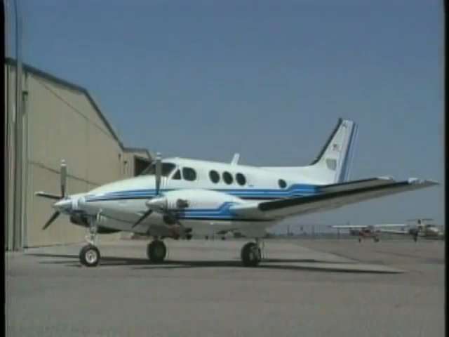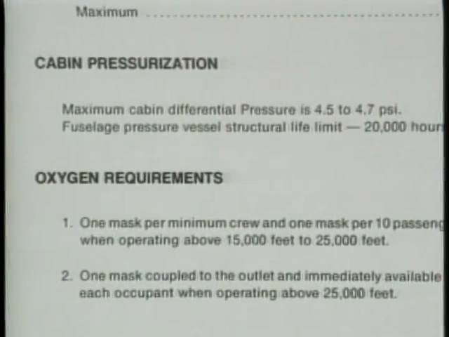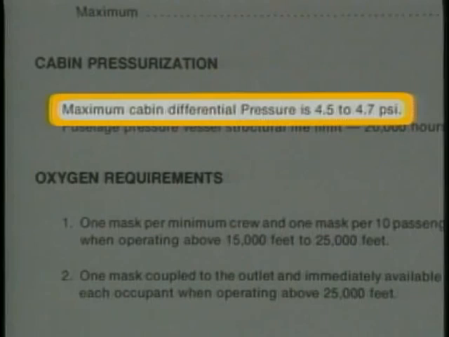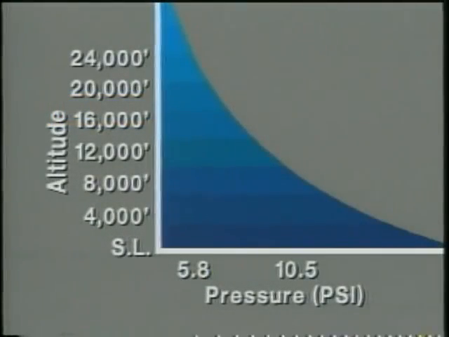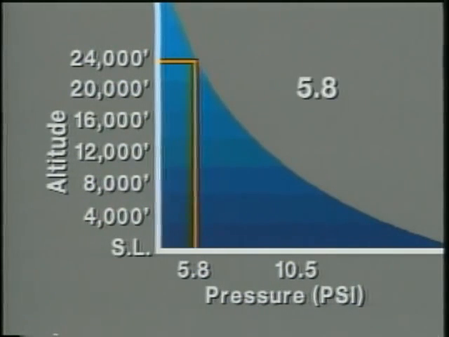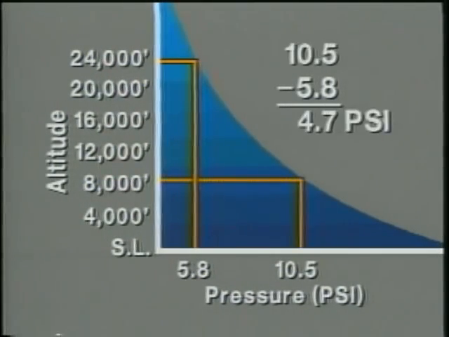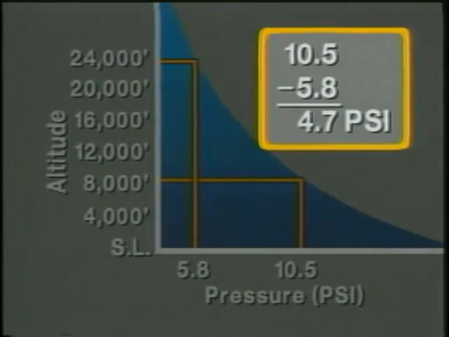Since the cabin must contain the compressed air, it is designed and built at the factory to maintain a predetermined pressure differential based on performance goals. In this example, the airplane's cruise performance is best at 24,000 feet, where the pressure is 5.8 psi. However, the desired cabin altitude is 8,000 feet, where the pressure is 10.5 psi. This means the cabin must maintain a pressure differential of 4.7 psi.